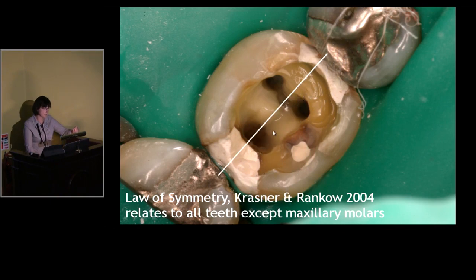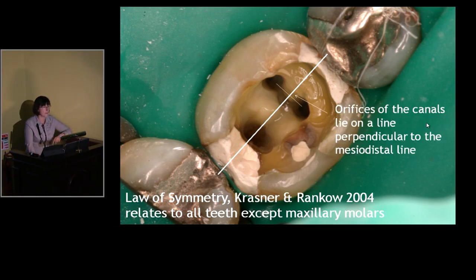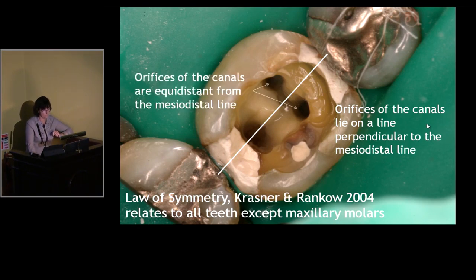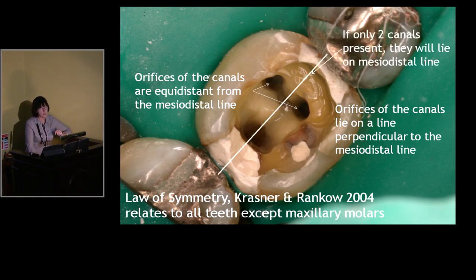Lower molars, have a look at the floor again. Dentinal map's not so easy to see here, but across between the two mesial orifices it is. Draw a mental mesiodistal line. Mesial canals are lying on a line perpendicular to that and equidistant. This symmetry applies to all teeth except maxillary molars. If it's a lower molar and there are only two canals in it, the two will lie on this mesiodistal line.